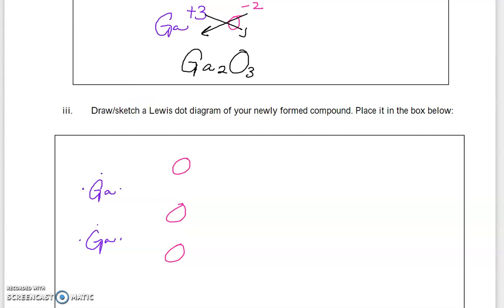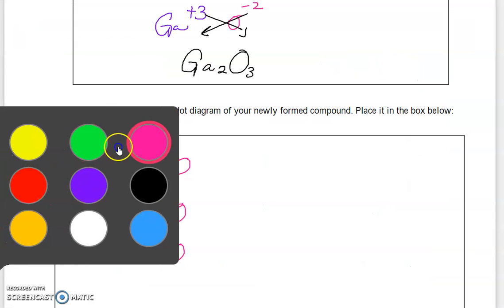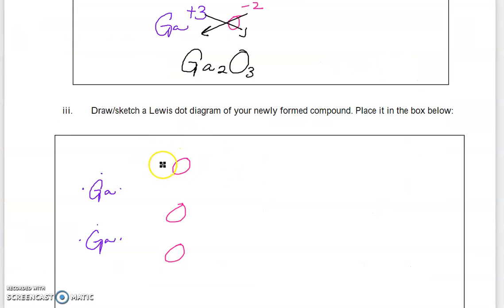Okay, now I'm going to look at my oxygens. My oxygen has 6 valence electrons each. So I'm going to do it like a 4-sided clock. 1, 2, 3, 4, 5, 6. 1, 2, 3, 4, 5, 6. 1, 2, 3, 4, 5, 6.